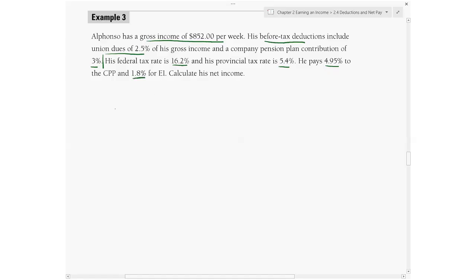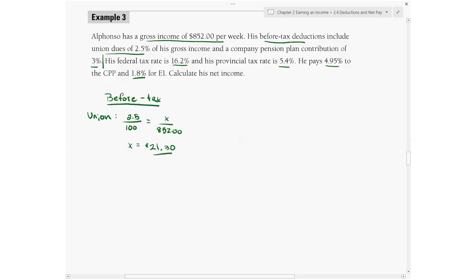All right, so let's start with before tax deductions. Okay, so he's got his union dues. He's paying 2.5%. So 2.5 over 100 is how much out of his gross income, 852. So X is equal to 852 times 2.5 divided by 100, and that's going to be $21.30. Okay, that's his union dues.